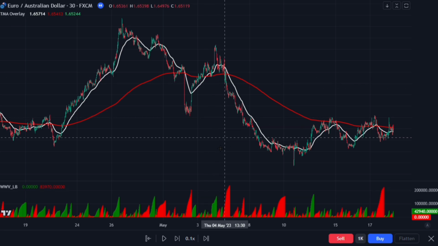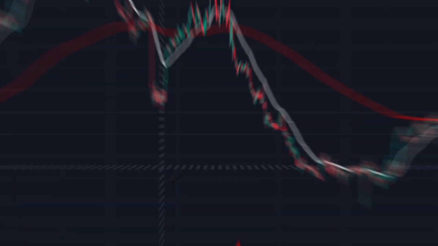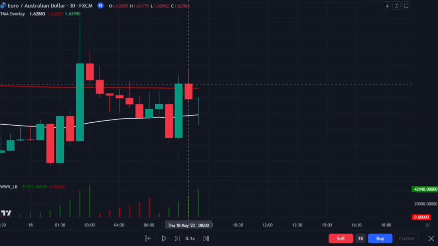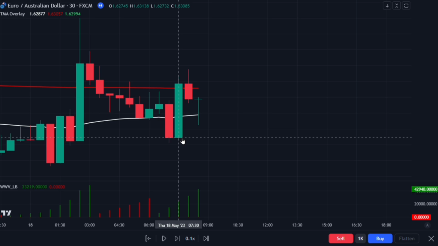So the question now remains, how do we take trades in this market using these TradingView indicators? Before we continue, please note that we are on the Euro-Australian dollar, and this is the 30-minute time frame. Why we made note of this is because we would be making use of the 30 minutes and 5 minutes time frame in order to become very profitable using this strategy.